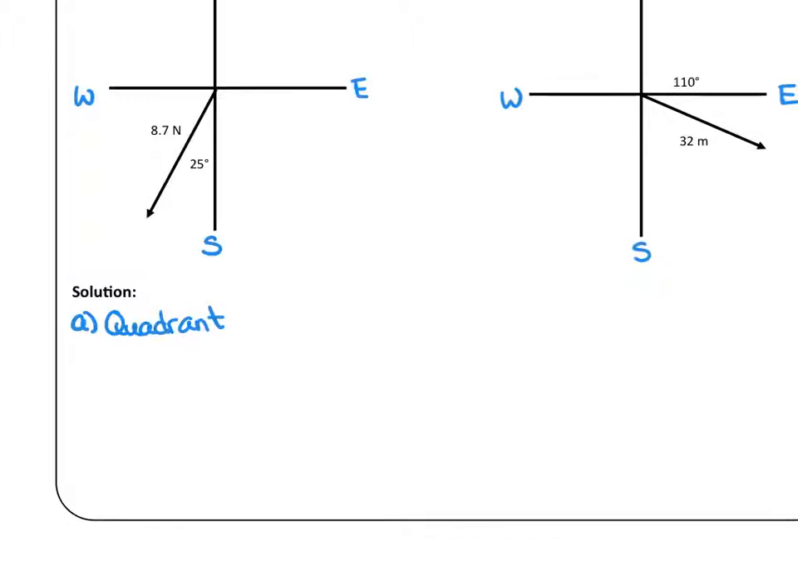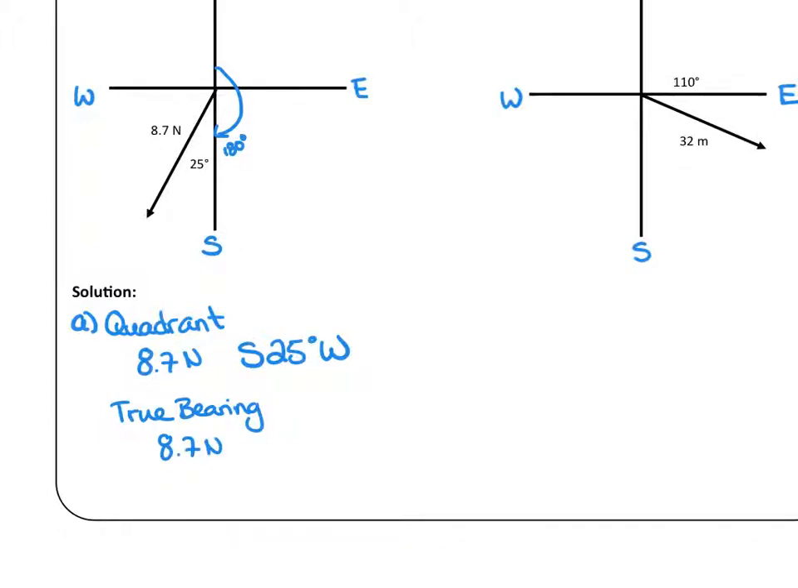But this one, the vector, is 8.7 knots. That's a force on it. And then it is south, because we're going to start north or south. It's in the south, 25 degrees to the west. If we wanted to do this as our true bearing, I would go around here to 180 and then add the 25. So 180 plus 25 is 205. So my true bearing would be 8.7 knots, 205 degrees. Same thing, written two different ways.